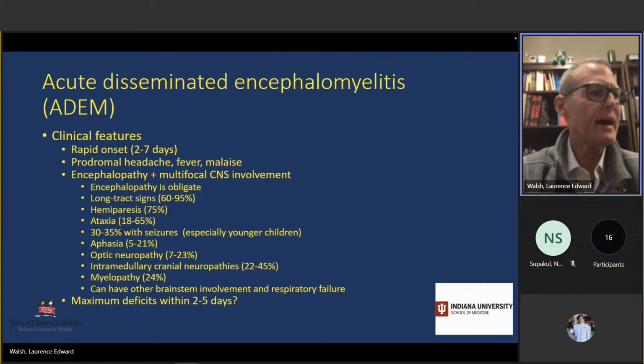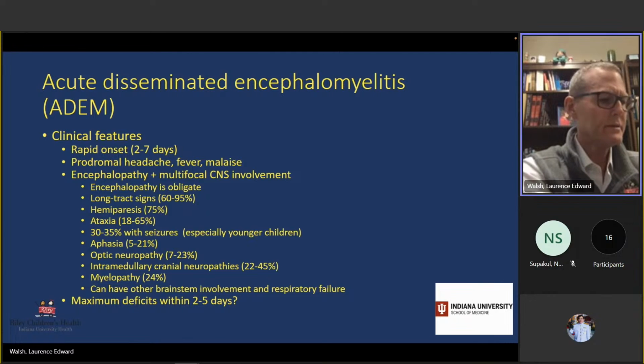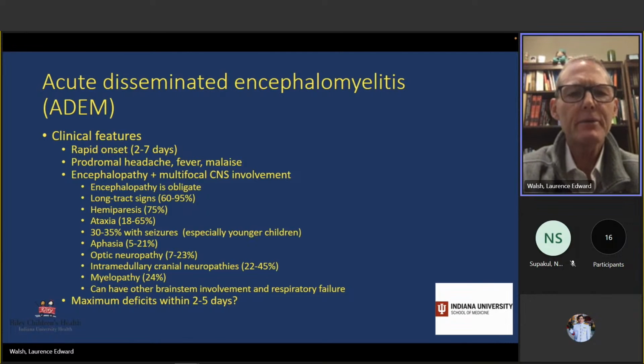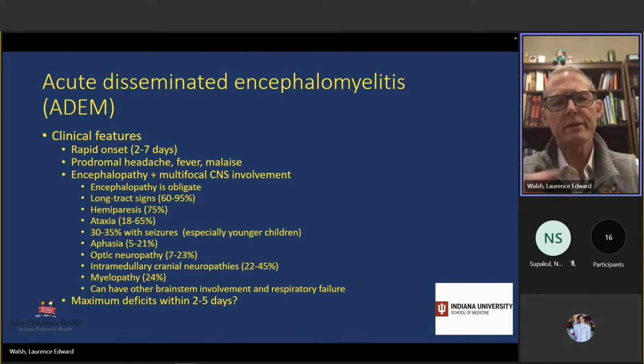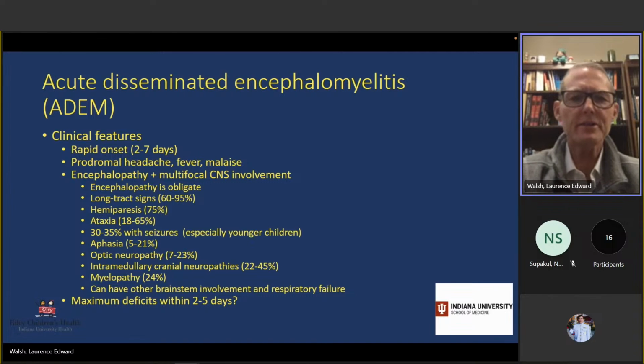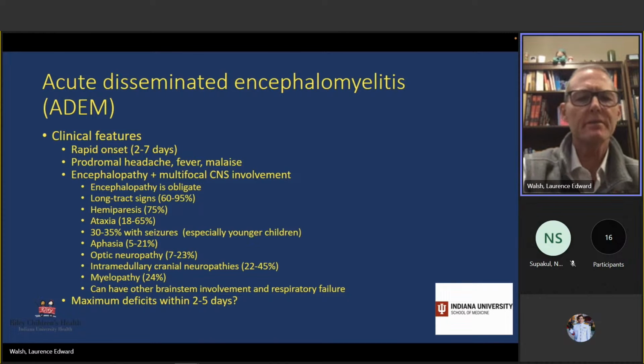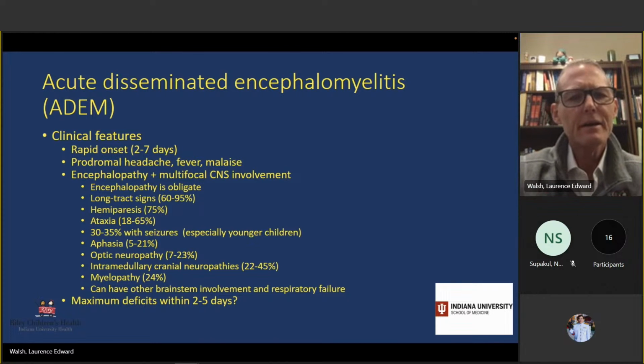Started getting kind of ataxic. We did another MRI and it just had FLAIR lesions consistent with ADEM. And so it taught 2 things. One is the seizures can be a first presentation. Second thing is you can get your MRI scan too early sometimes, even though you have to get it. Aphasia, a lot of focal findings and so on.